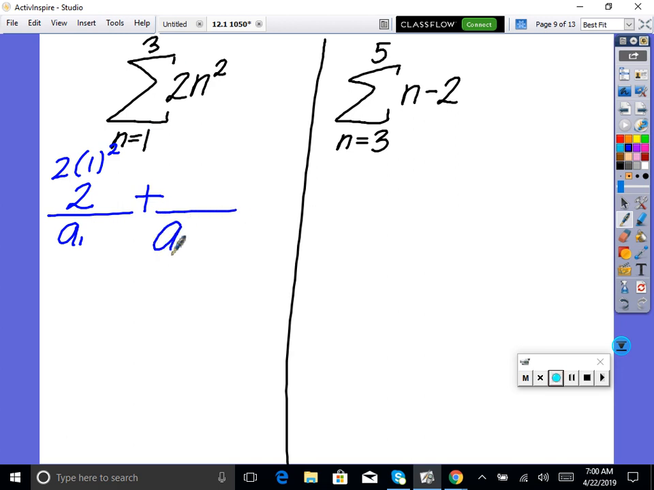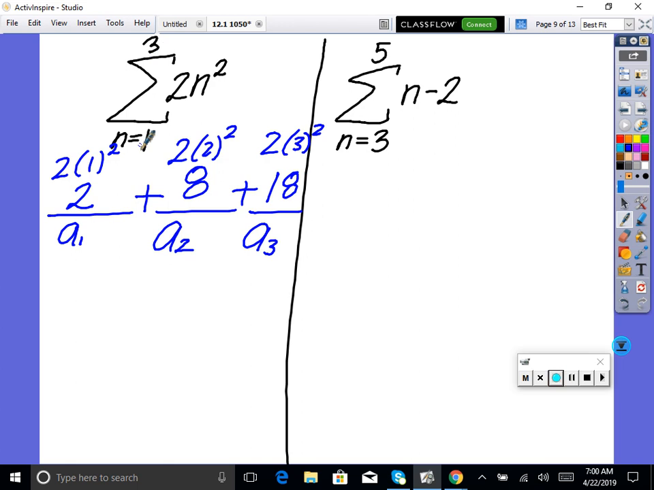Let's find a sub 2. Then we just plug in 2. So that'd be 2 times 2 squared. Isn't that 8? Plus, let's find a sub 3. So plug in 3, that would be 2 times 3 squared. 9 times 2 is 18.